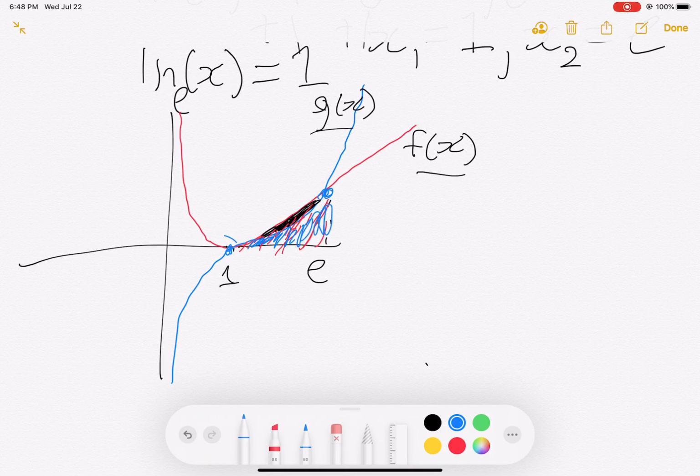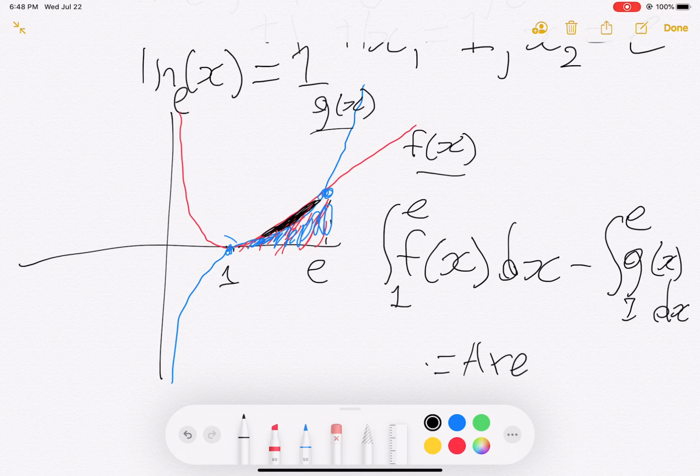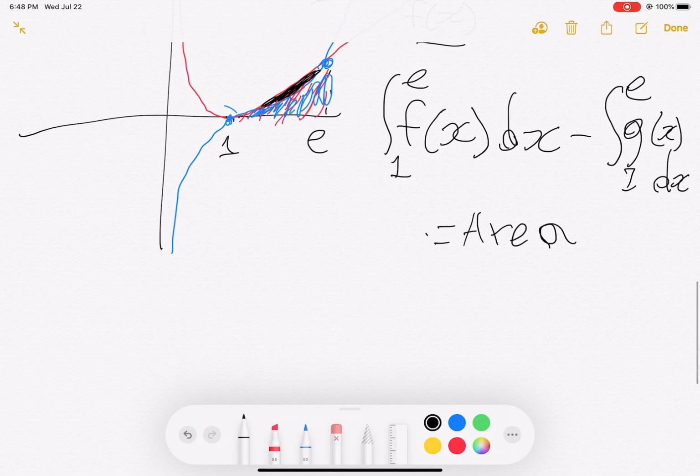And you see, when you subtract the blue from the red, we can write it as, so this is going to be the red, sorry, f of x, minus the integral of, and this is the blue, so g of x dx. We basically get this area here. We get our area. Okay, and that's basically what we do.